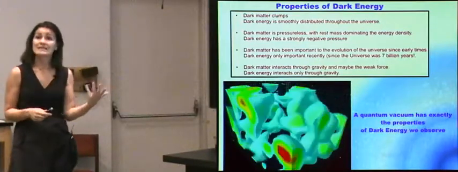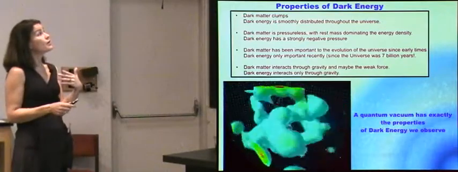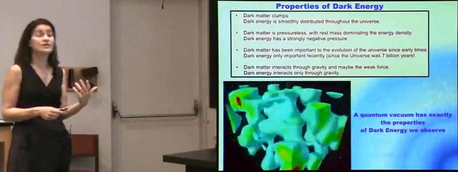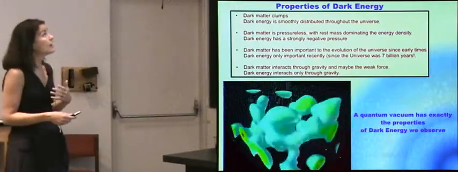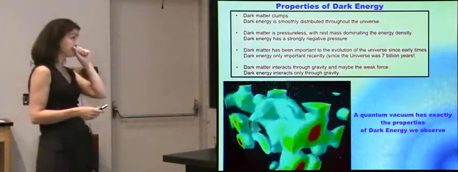And depending on what your dark matter is doing, we know that it interacts through gravity, because an example is gravitational lensing, where we see the deflection of light. But depending on what the dark matter particle is, it may also have some other interactions, like the weak force, if it's a weakly interacting massive particle. Whereas, as far as we know, the dark energy interacts only via gravity.